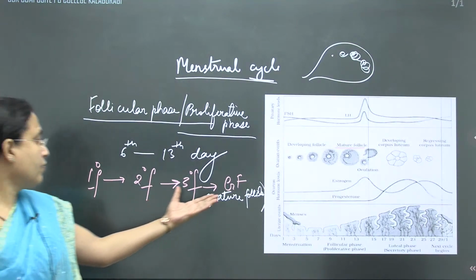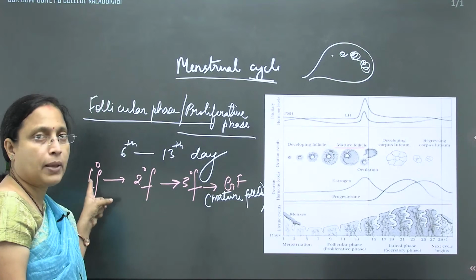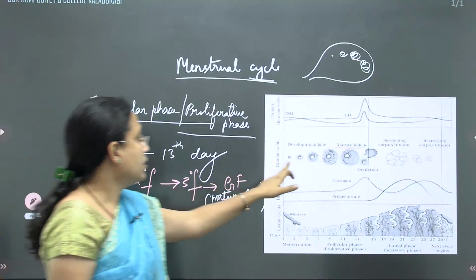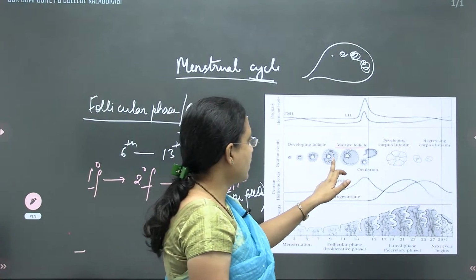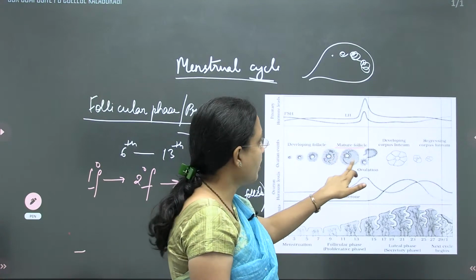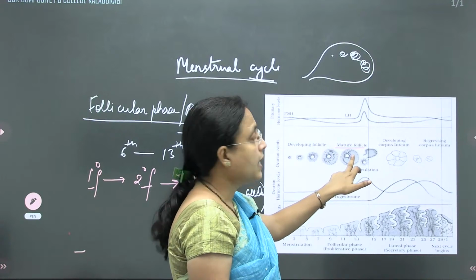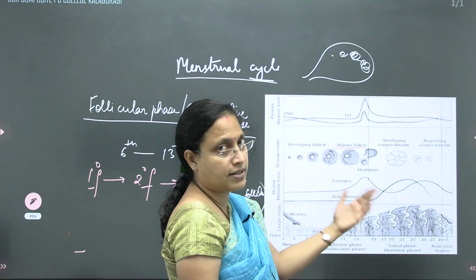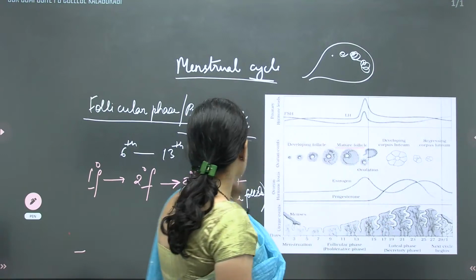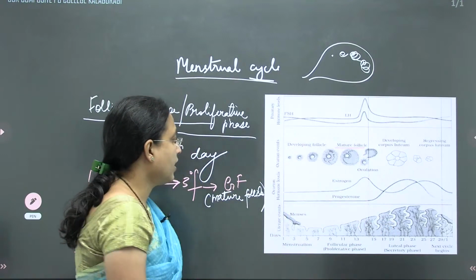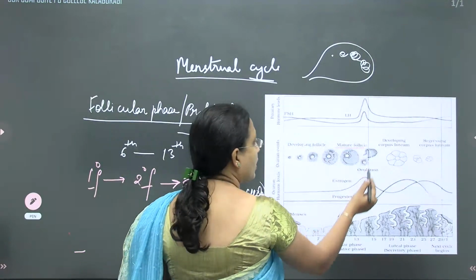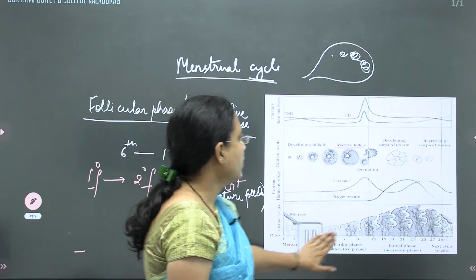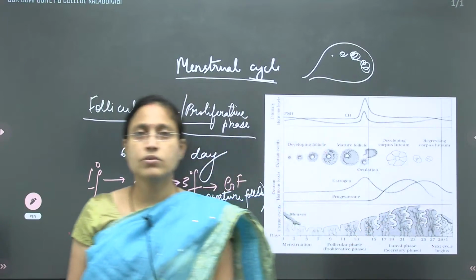It means that the Graafian follicle ultimately should develop from a primary follicle. How is it developing? How is it growing? You can see the primary follicle, secondary, then tertiary, where the antrum appears, and then it forms the Graafian follicle. Then it is going to rupture in the middle, somewhere around the 14th day, when the ovulatory phase occurs. That's the next phase, I'll explain. So this development of follicles occurs during this phase, from primary to Graafian follicle, during the 6th to 13th day.